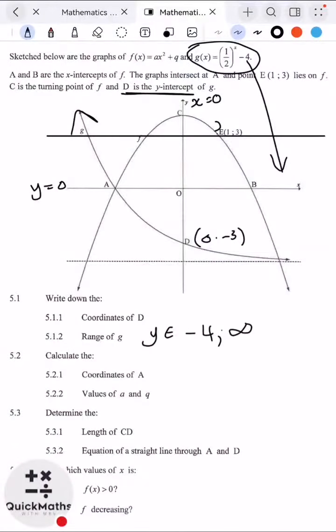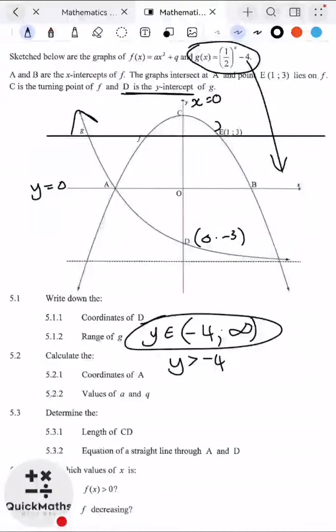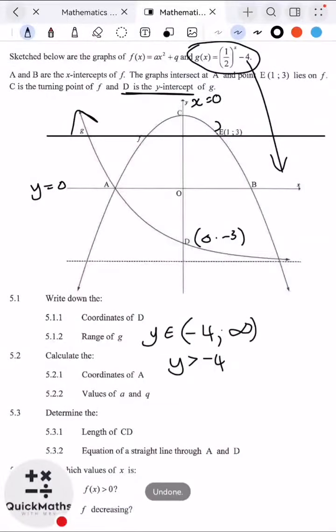Then I need a set of brackets. The bracket at infinity is excluded because you can never touch infinity. And the definition of an asymptote is a line the graph strives towards but never touches. So the negative 4 is also excluded. That's one of the ways you can express it, but it's not the only way. Another way to say the same thing is y is greater than minus 4. So either I write this or I write that as my range. Okay, let's see what's next.